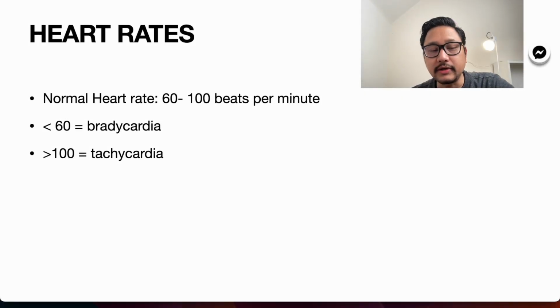Heart rate. In the previous video we talked about the normal ECG tracing and how to determine the axis. For this video we will talk about some abnormalities in heart rates. Basically, the normal heart rate is about 60 to 100 beats per minute at rest. Anything less than 60 is bradycardia, and anything more than 100 is tachycardia, which is a fast heart rate.